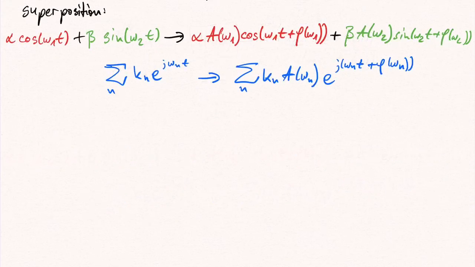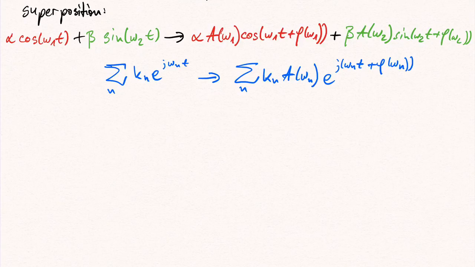So because the system is linear, we can use the superposition principle. As soon as we have an input signal which is the sum of cosines or sines or complex exponentials, even if the sum is infinite, the output of the system can be obtained very easily simply by scaling and phase shifting the input signal.